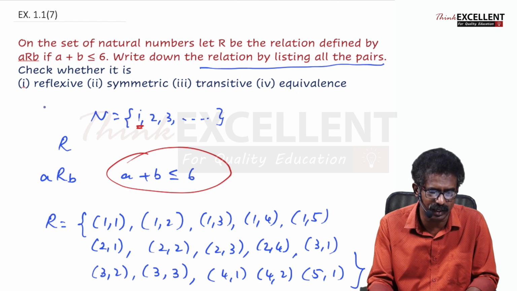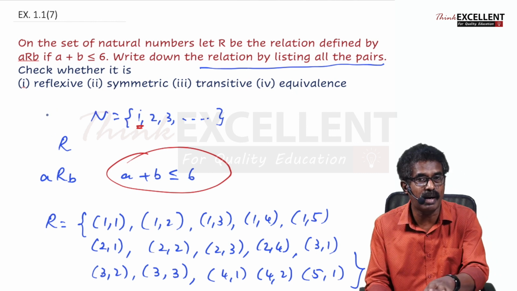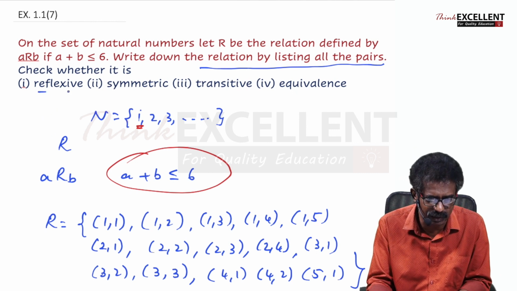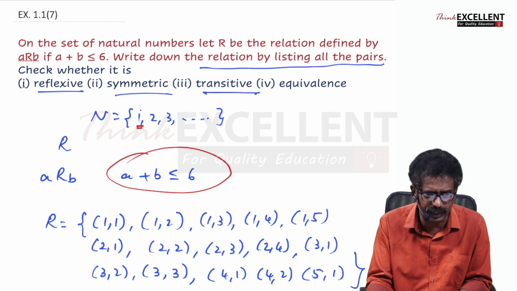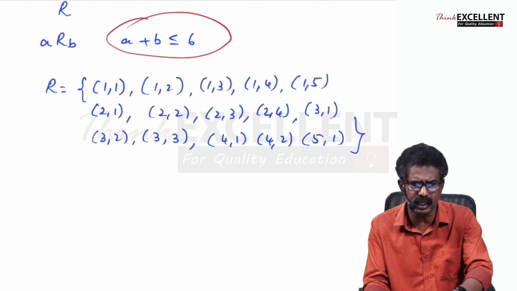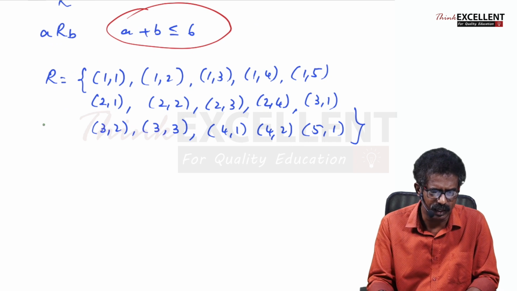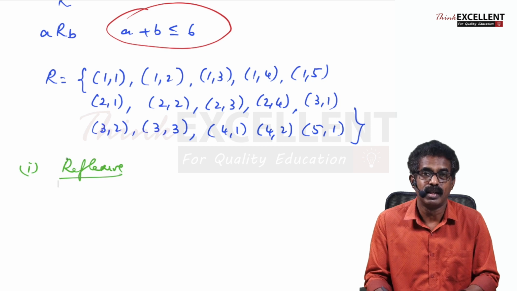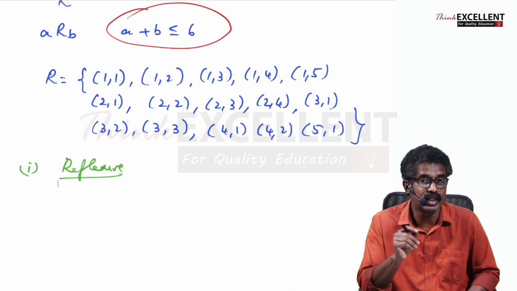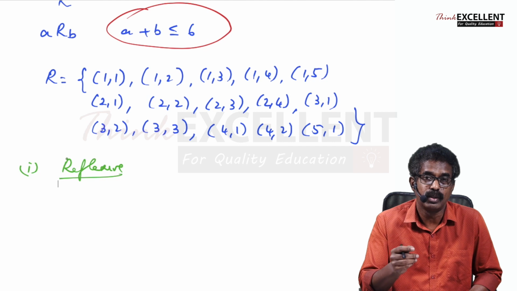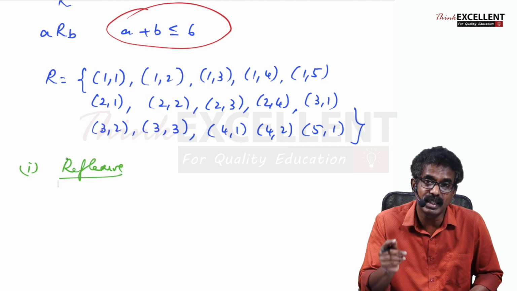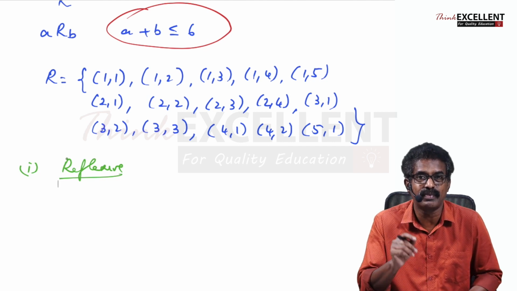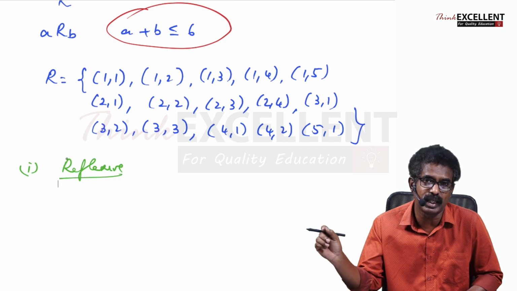Now they asked to check whether this relation, which you formed now, is reflexive, symmetric, transitive, and equivalent. So you have to write all the steps. Now first you check reflexive. Immediately you can say it is not reflexive. Why? Reflexive means every element is related to itself. So every element means every element of the given set. What is the given set? Set of natural numbers. 1, 2, 3, 4, etc.